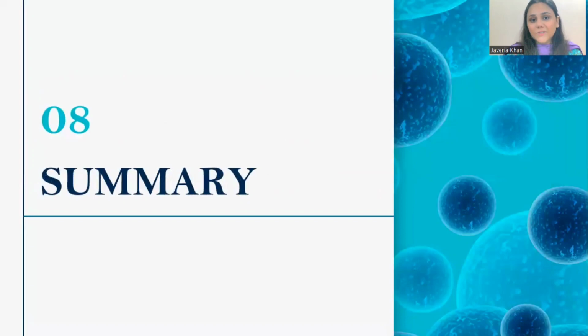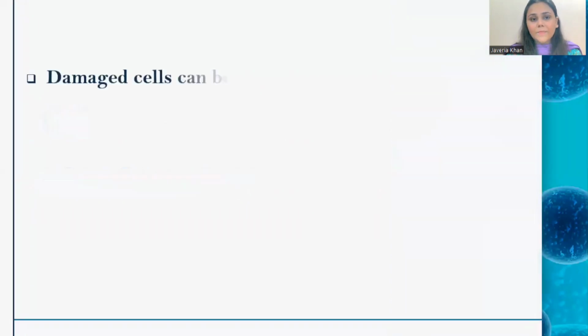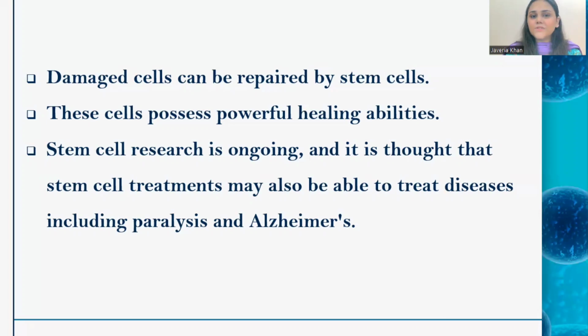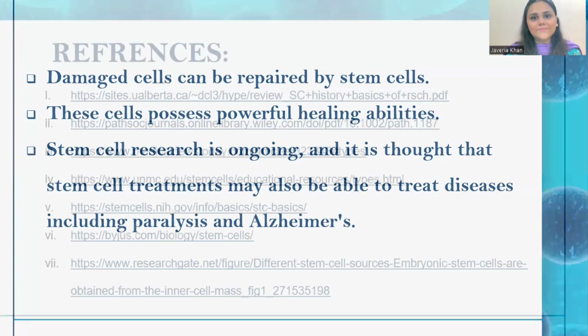So what did we learn today? That damaged cells can be repaired by stem cells as they have powerful healing ability. Stem cell research is still going on, and one day it is thought that it will be able to treat many diseases like paralysis.